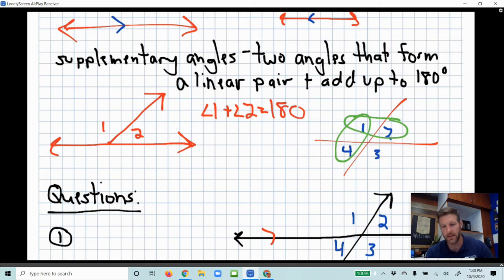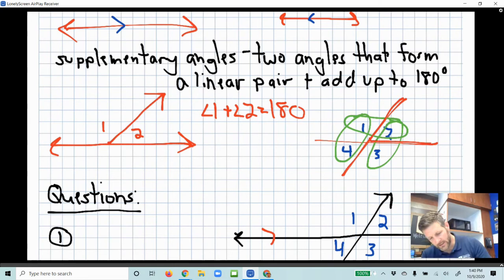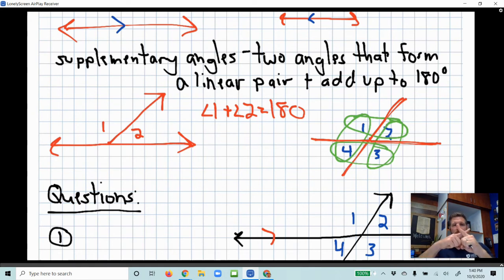They add up to 180. 2 and 3 are a linear pair. They add up to 180 because, again, there's a straight line right there. You've got the straight line here and the line coming off it, okay? And then, of course, the last pair, 3 and 4, are linear pairs. So every intersection of straight lines immediately creates multiple sets of supplementary angles. And we're going to see that plays heavily in today's lesson.